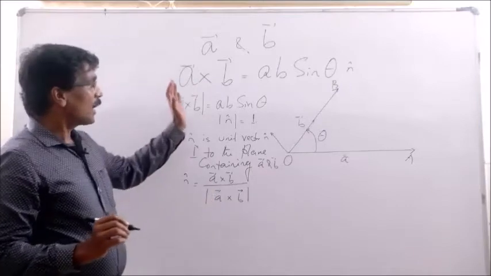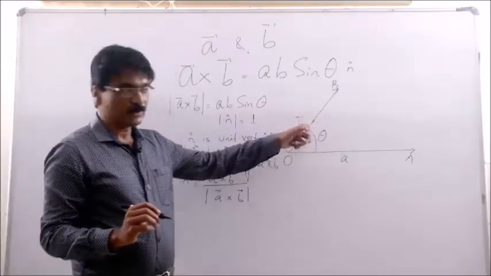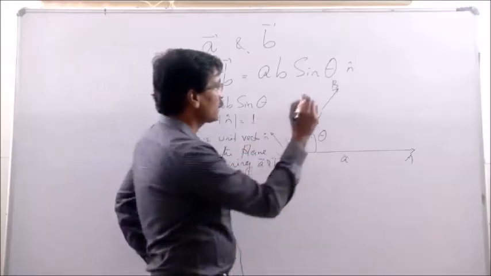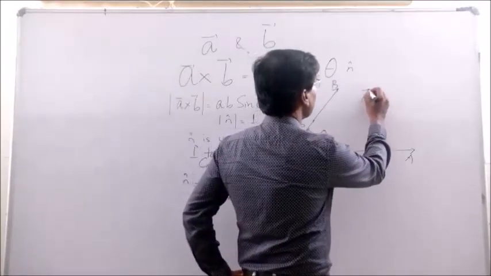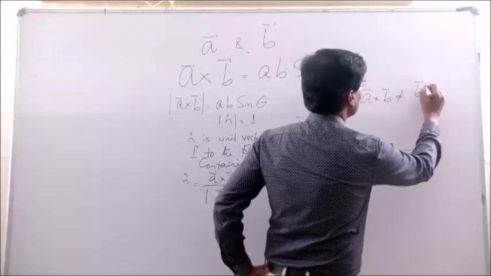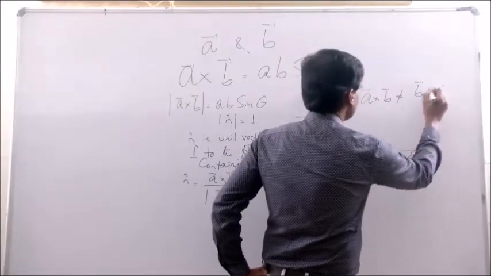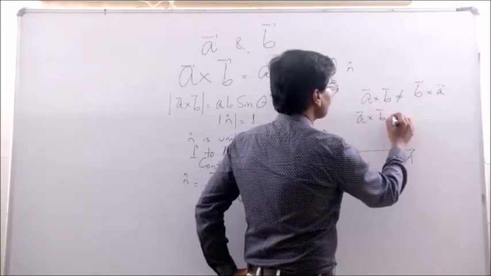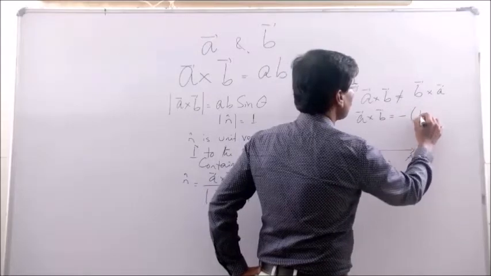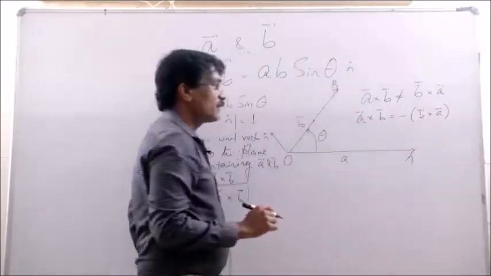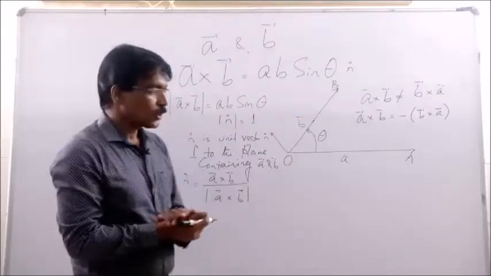As it is a vector quantity, it is not commutative, that is a cross b is not equal to b cross a. The relation between a cross b and b cross a is that a cross b is equal to minus of b cross a. So vector cross product is not commutative.